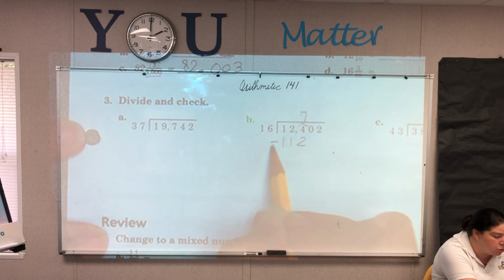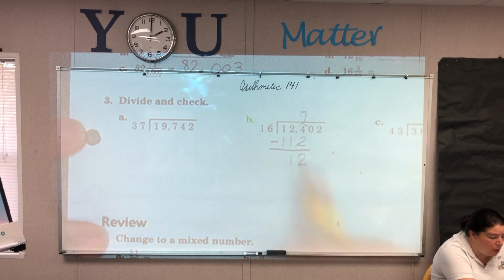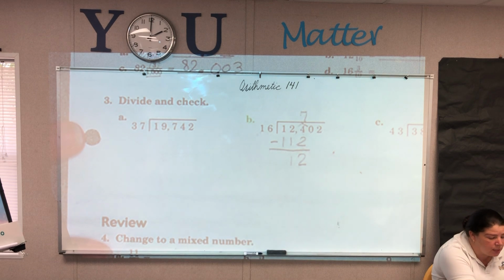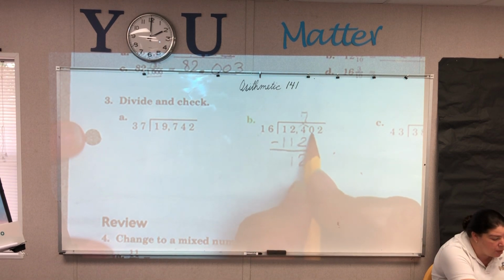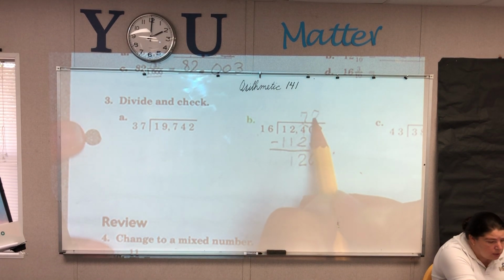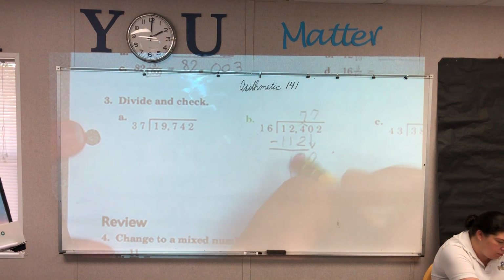Now we have 112. 124 minus 112 equals 12. Now, 12 is smaller than 16, so we compared, and now we can bring down. Now we have 120. Think about what you just did. 7 times 16 is 112. Can we use that again? Yes, we can. Now, we do the same thing and get 112. Whoops.